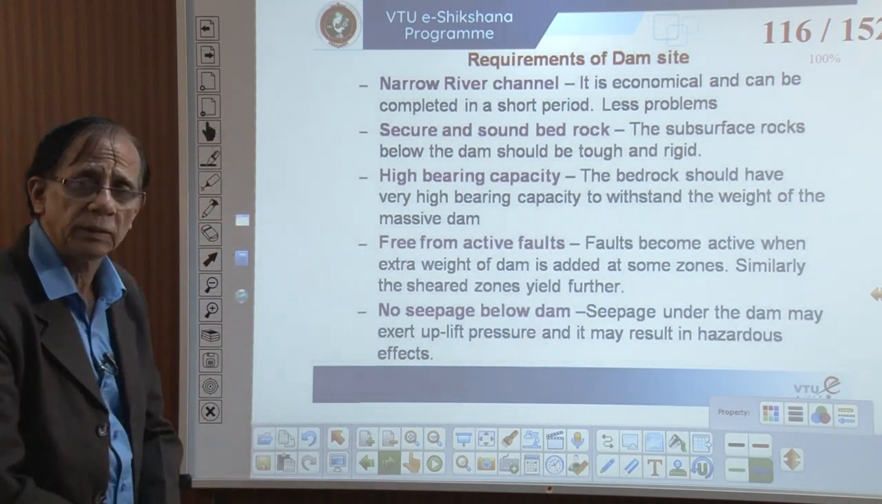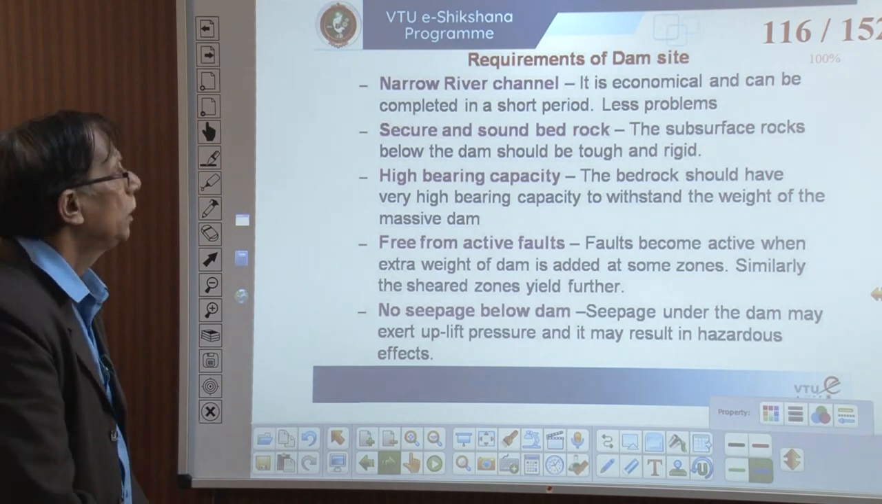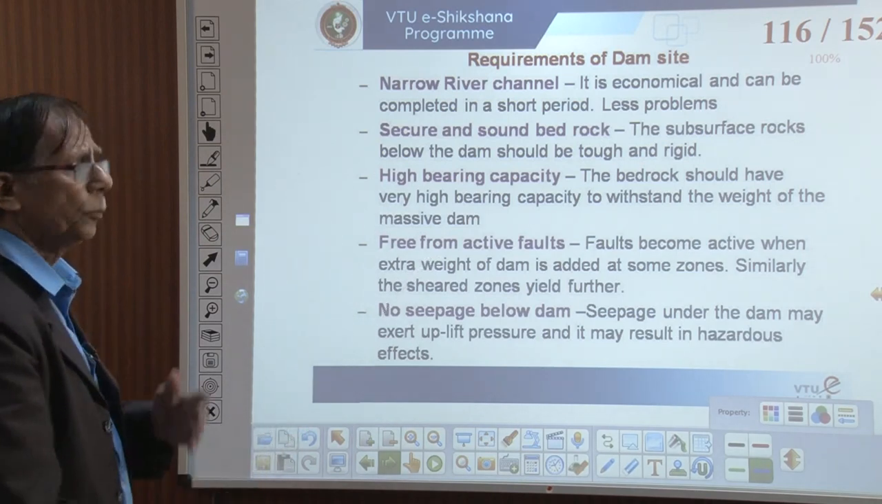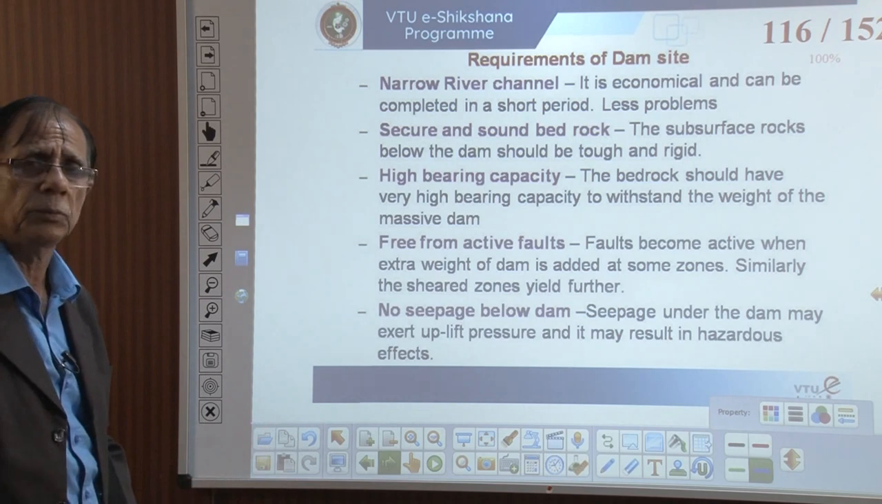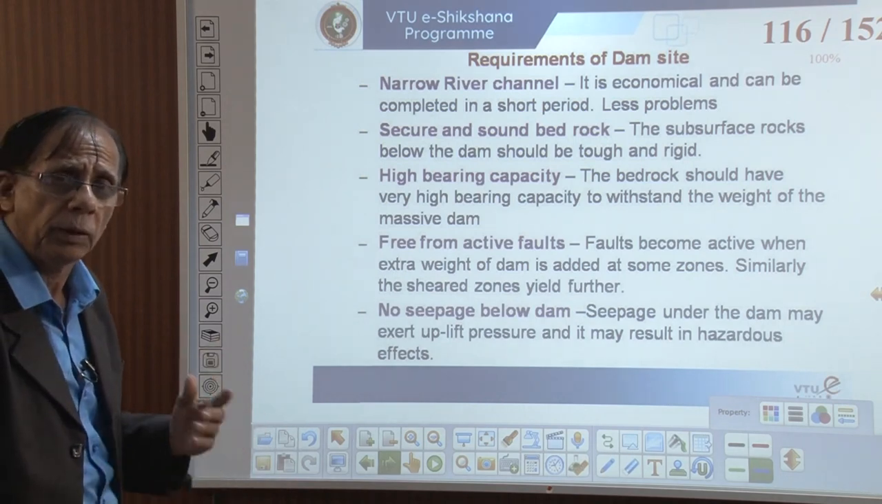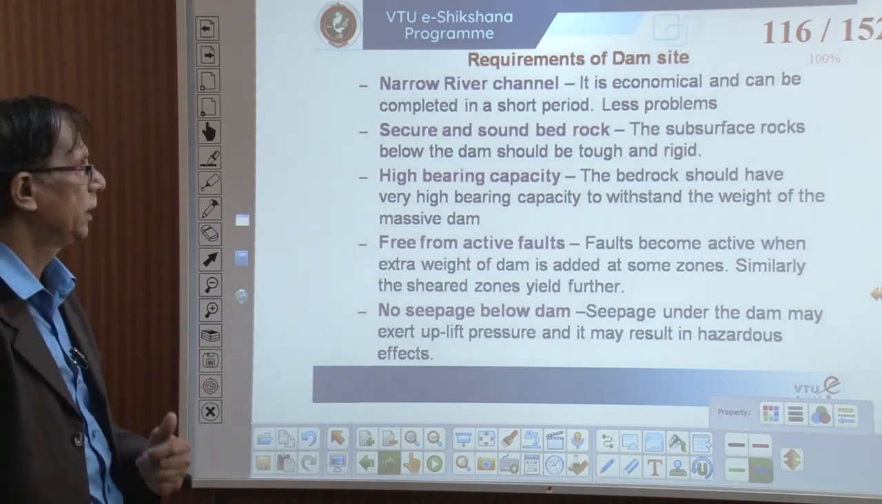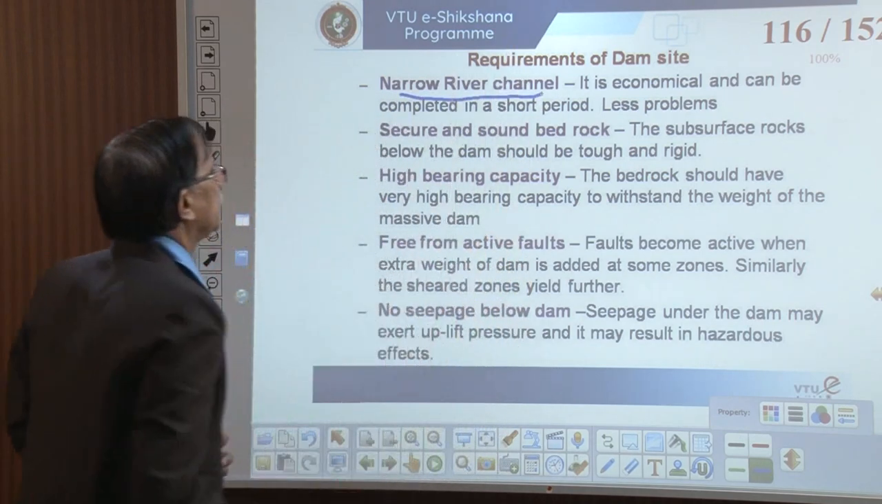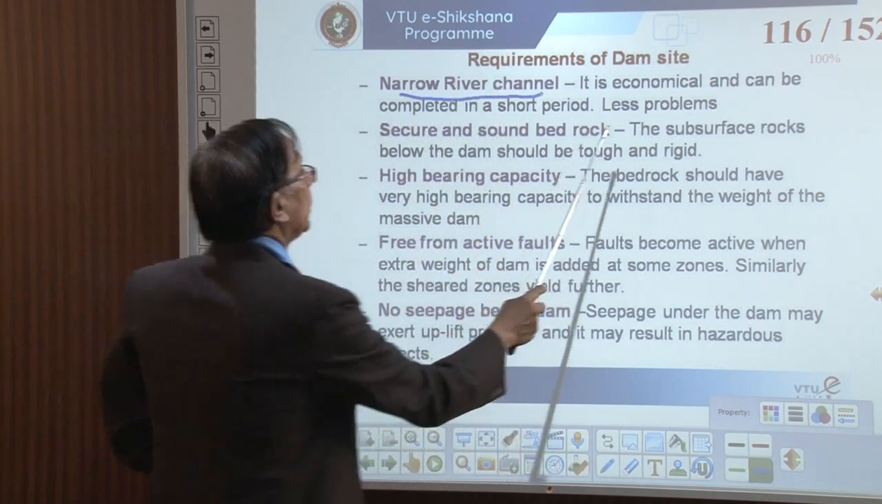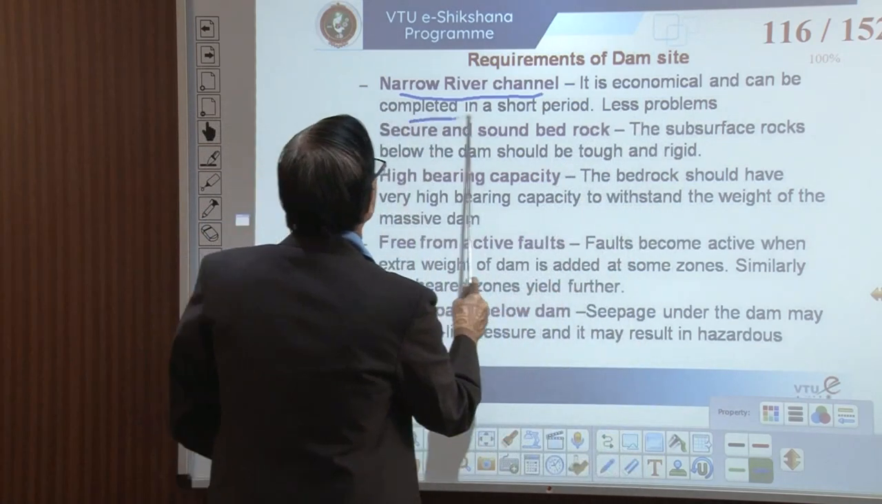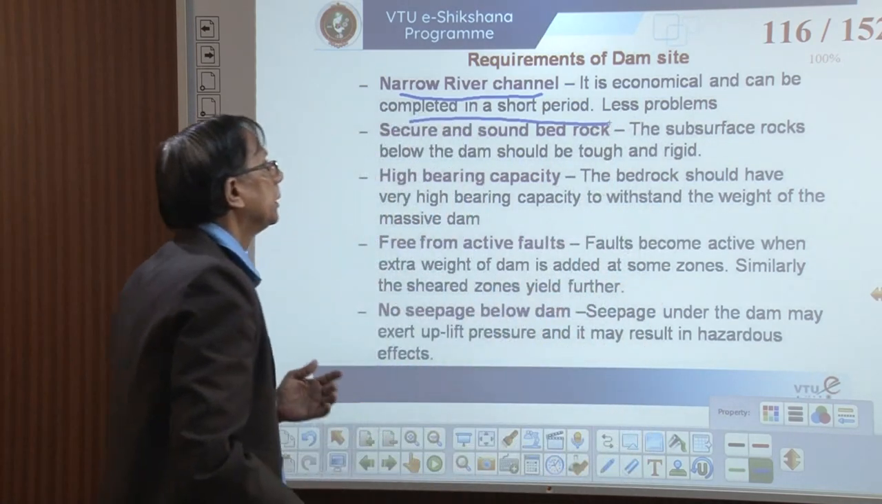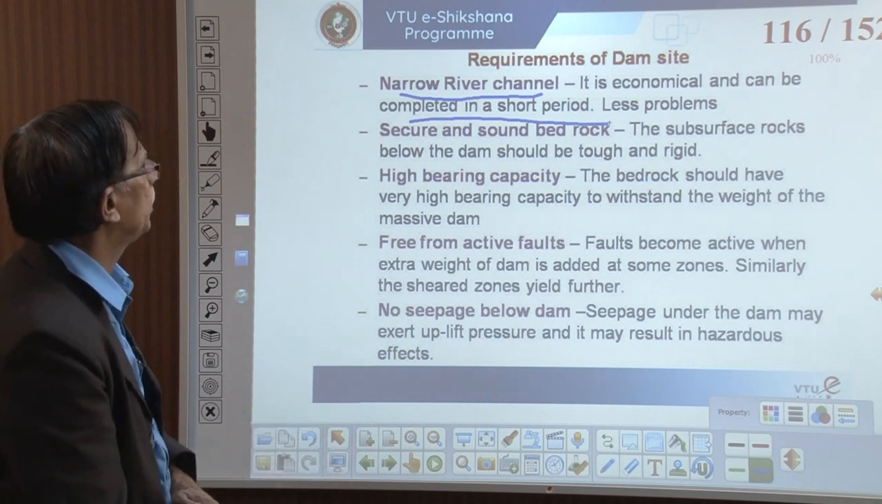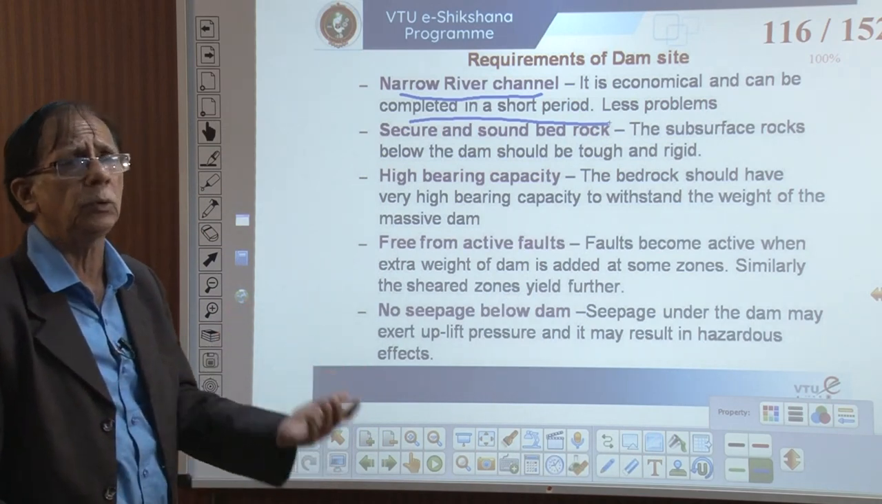So, we shall start with a dam. What is a dam? We have studied different types of dams. Now, what is the requirement of a dam site? The dam site should be on a narrow river, then it becomes economical and can be completed in the shortest period of time without much problem. Naturally, this is what we look for.